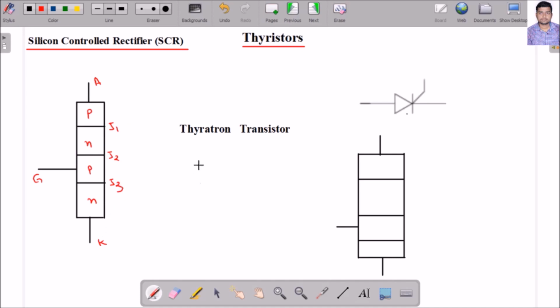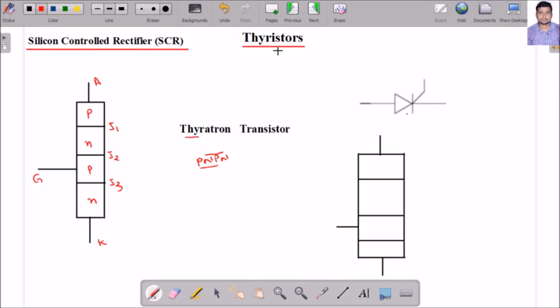Let us discuss why the name is thyristor. Previously you had the thyratron tube, which would convert AC to DC. Previously it was used, nowadays it is not being used. If I see the transistor, the structure is a PNP structure or an NPN structure. The thyristor structure is also like a transistor.